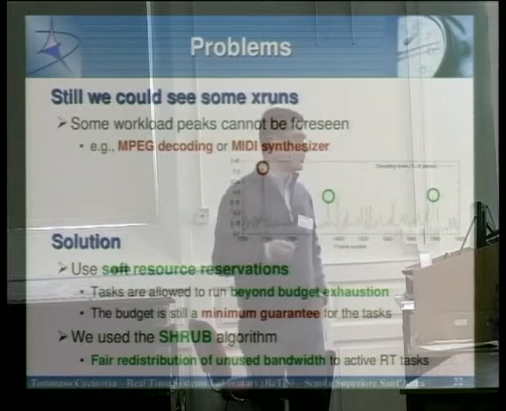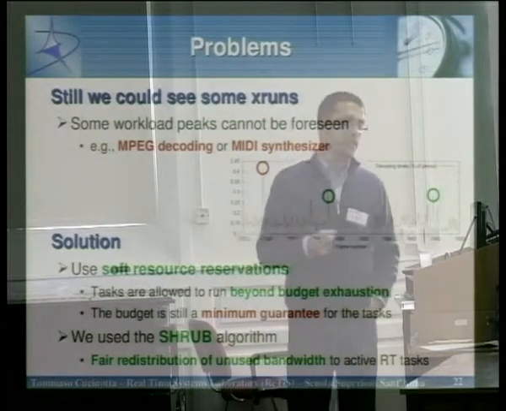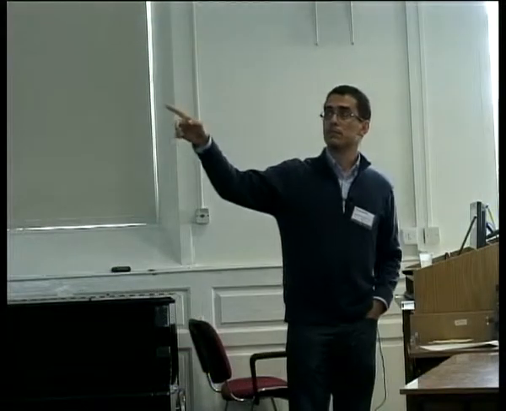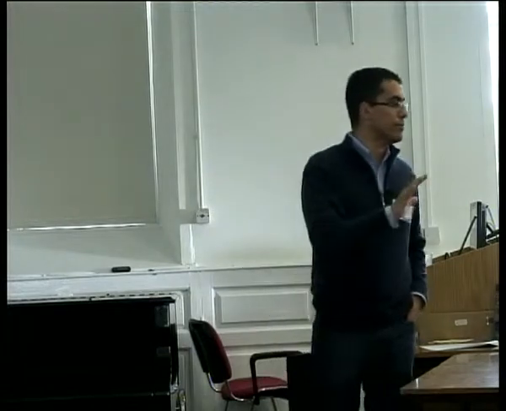That means that your application may be allowed to run for more than the allocated amount of CPU time over each cycle. So tasks may be allowed to run beyond budget exhaustion. And the budget, however, is still a minimum guarantee that nobody is able to remove from the application. Nobody can steal this minimum guarantee from the application. So in order to have this soft reservation behavior, we use the scheduler's reclamation of unused bandwidth, which simply redistributes the unused computing power in the system fairly across the active real-time tasks.